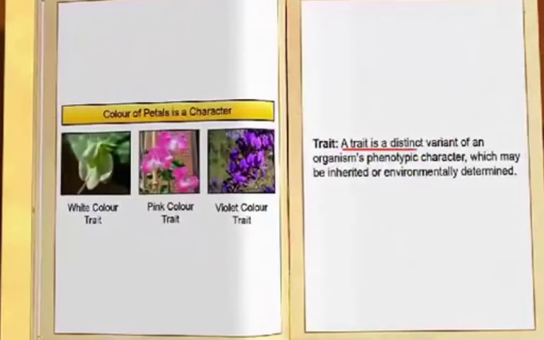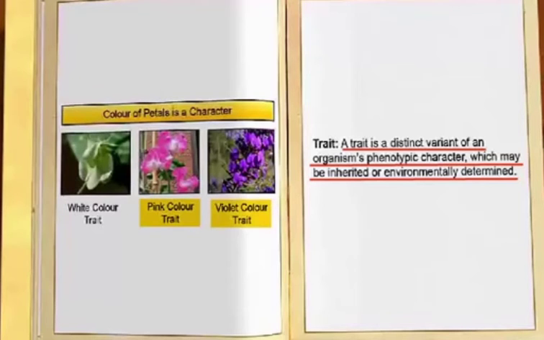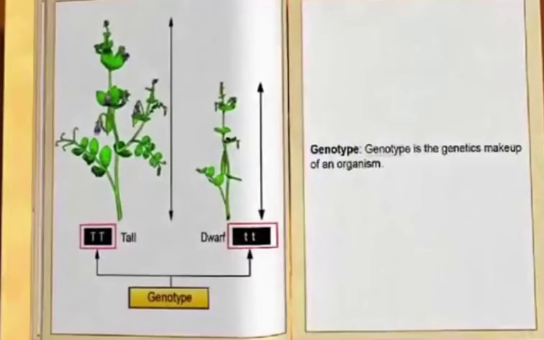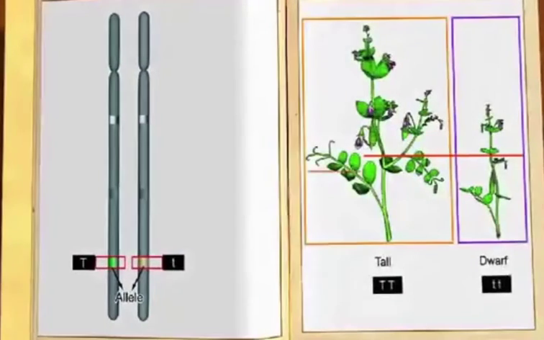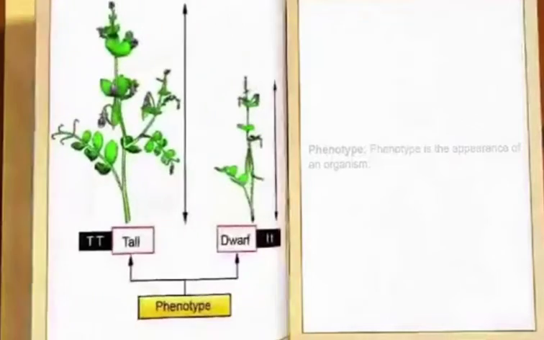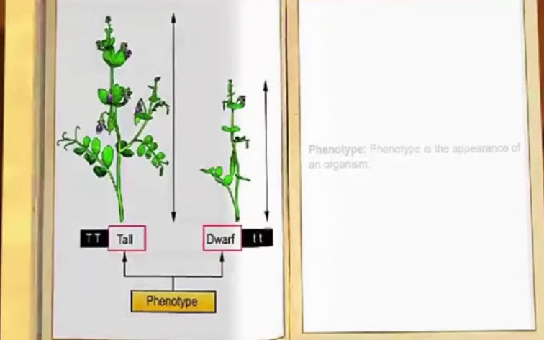Trait can be defined as a distinct variant of an original phenotypic character, which may be inherited or environmentally determined. For example, color of a flower or petal is a character, while the colors pink, violet, and white are traits. The genetic makeup of an organism is called a genotype, while the appearance of an organism is given by the term phenotype. Every organism has two alleles for each character.